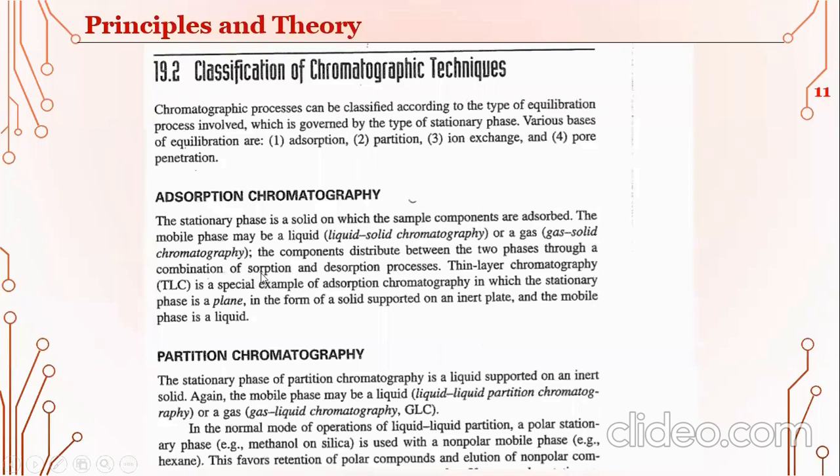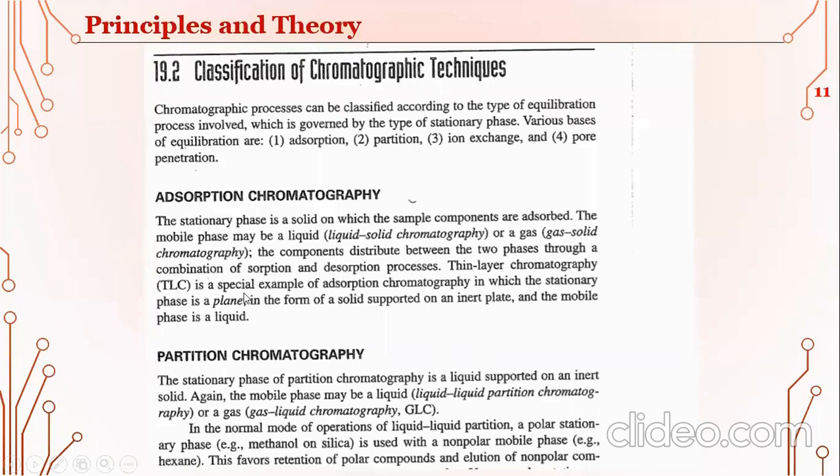So the combination of the two is sorption. Sorption and desorption means elution, and then this is the combination of the two. So with these two combinations, the molecules in the mixture can be sorted out.